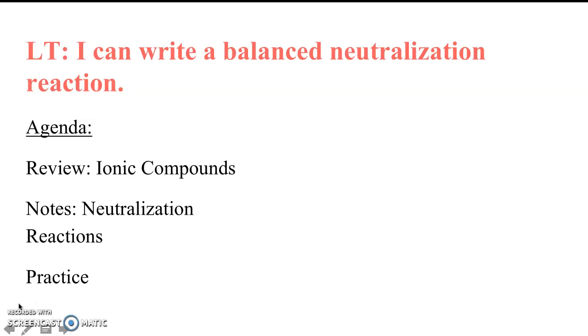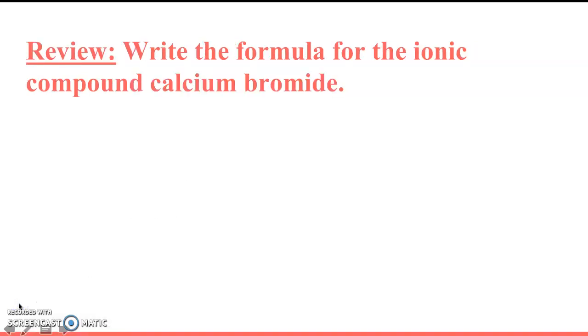So what we're going to start off with is reviewing how to write ionic compound formulas, because you need to be able to do that in order to write the products. We're going to talk about what neutralization actually is and do a couple practice problems. What I would like you to do is first try to write the formula for the ionic compound calcium bromide. Quick reminder, you're going to have to look up those charges and crisscross the charges.